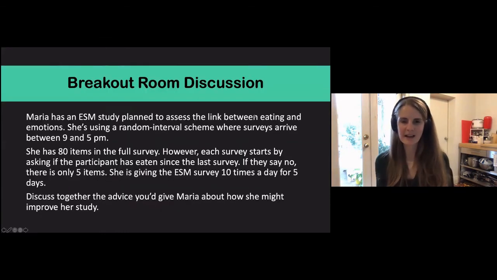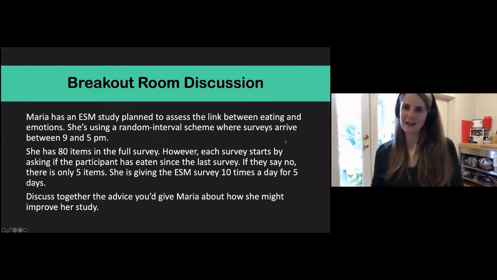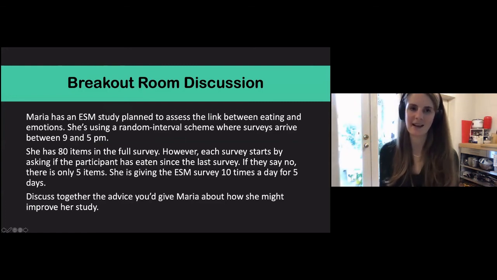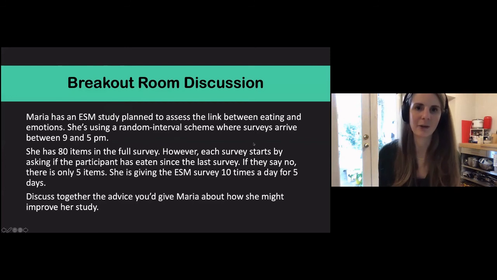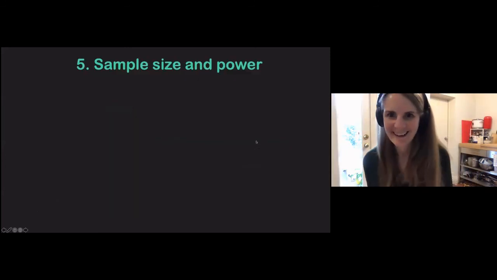Cool. I was going to have a breakout room discussion here, but we're going to run a bit short on time, so I'm going to forge ahead. But if you do want to do this later, this fictional person, Maria, has a really terrible ESM study planned and you need to fix it for her. She's obviously not thought this through. And so if you want to do it later, I'm sure she'd appreciate your feedback.